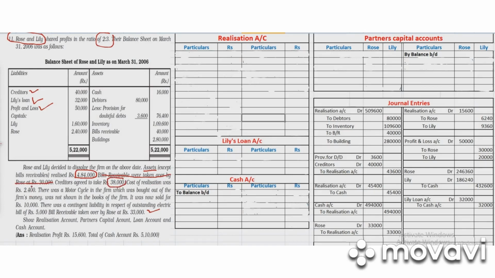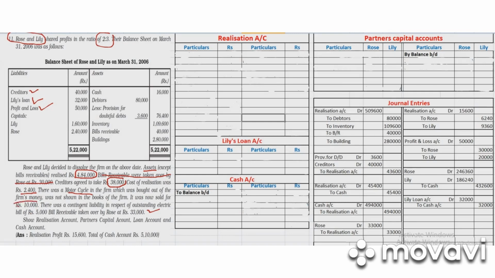Then realization expense is given, 24,000. This is realization expense. Then there was a motorcycle in the firm which was bought out of the firm's money. That means of course it is a business property, a business asset, a partnership asset, and it is not recorded in the books. So what do we do? We simply record the amount which has come, that is 10,000 rupees.